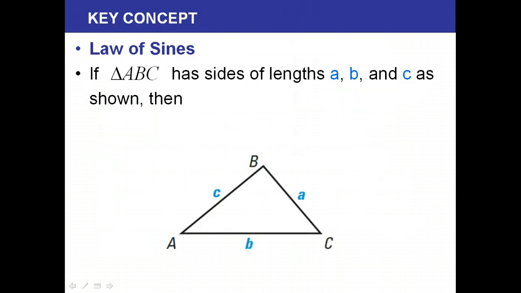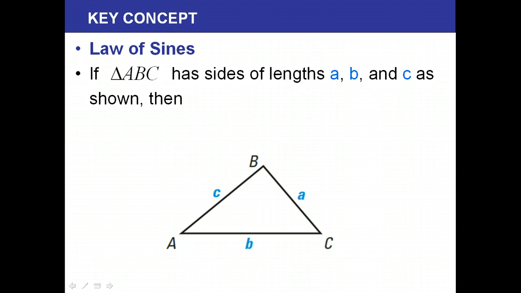The law of sines. If I have triangle ABC with side lengths a, b, and c as shown, now notice what this says is that for angle A, its opposite side, we represent its length with a lowercase a, and for angle B, we will represent the length of its opposite side with a lowercase b, and for angle C, we will do the same thing, represent the length of its opposite side with a lowercase c.